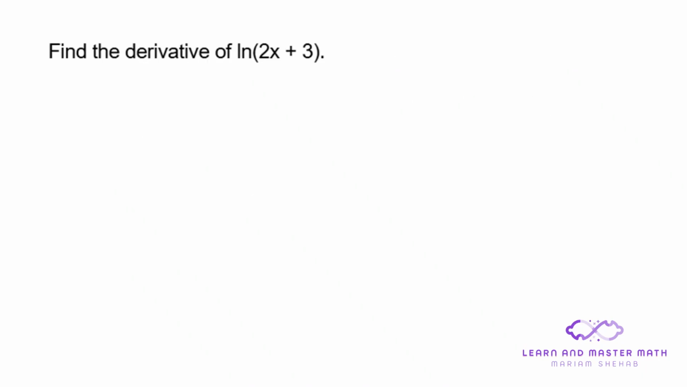The derivative of ln of 2x plus 3, this is a ln function. U here is equal to 2x plus 3. In this case, u prime, the derivative of 2x plus 3, is 2. So here the derivative, or y prime, is u prime over u, which is equal to 2 over 2x plus 3.